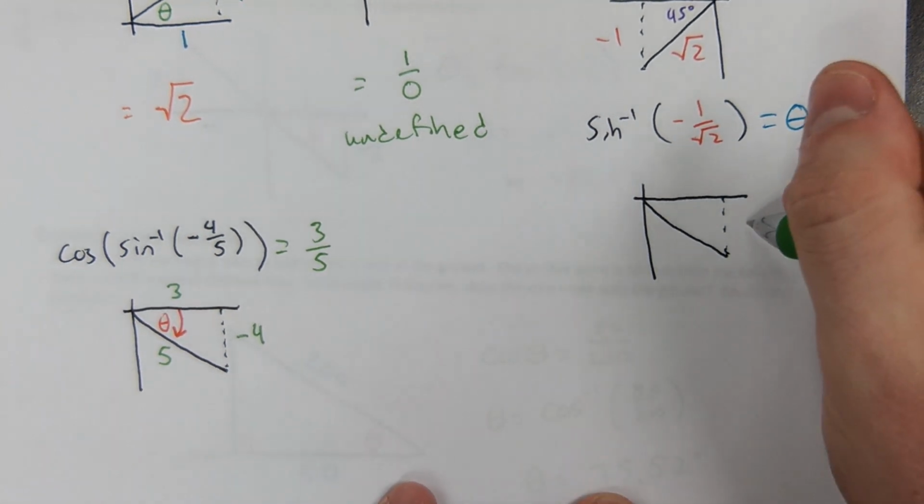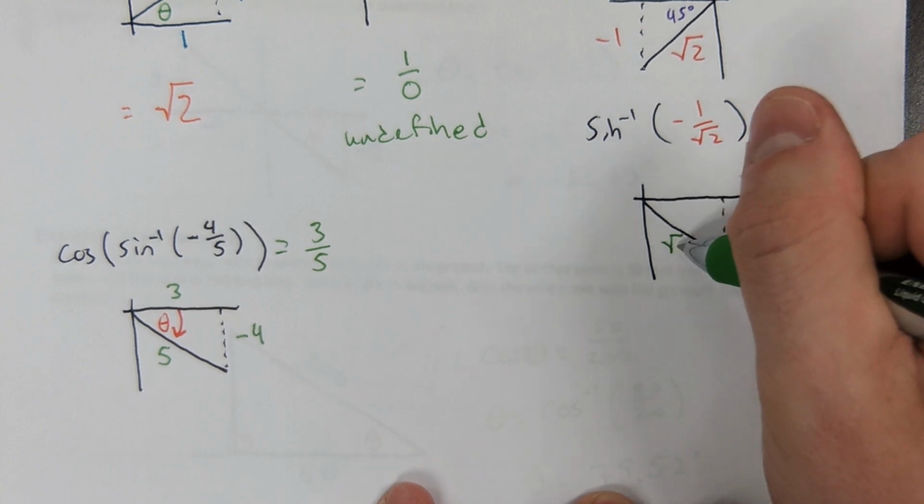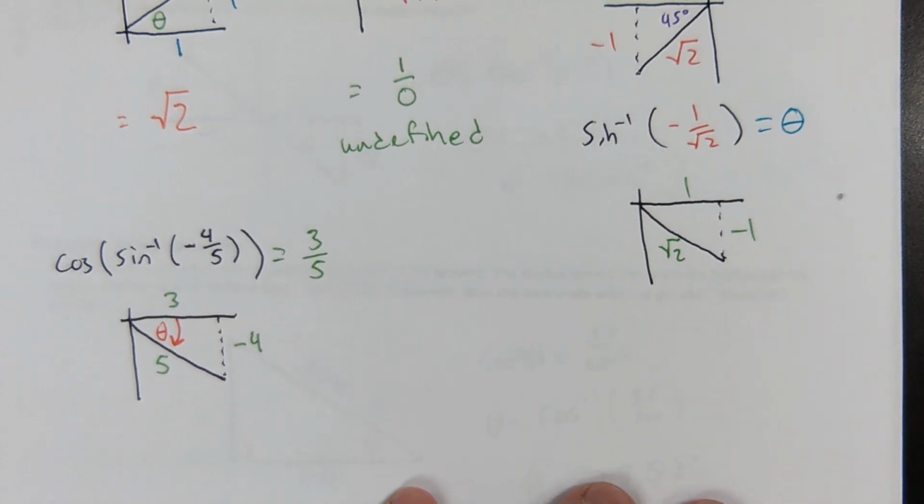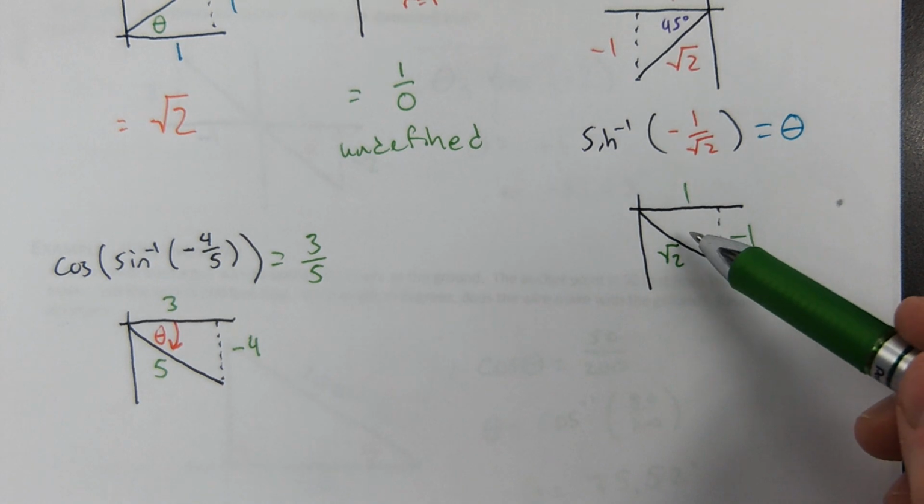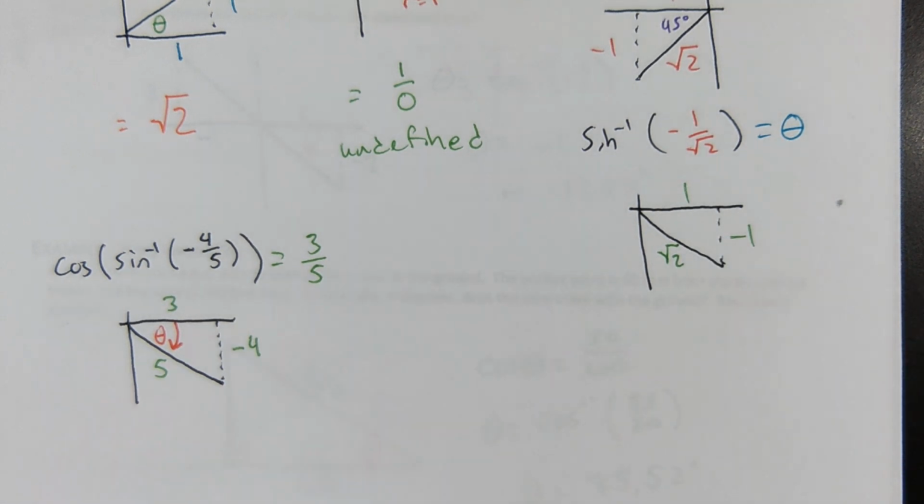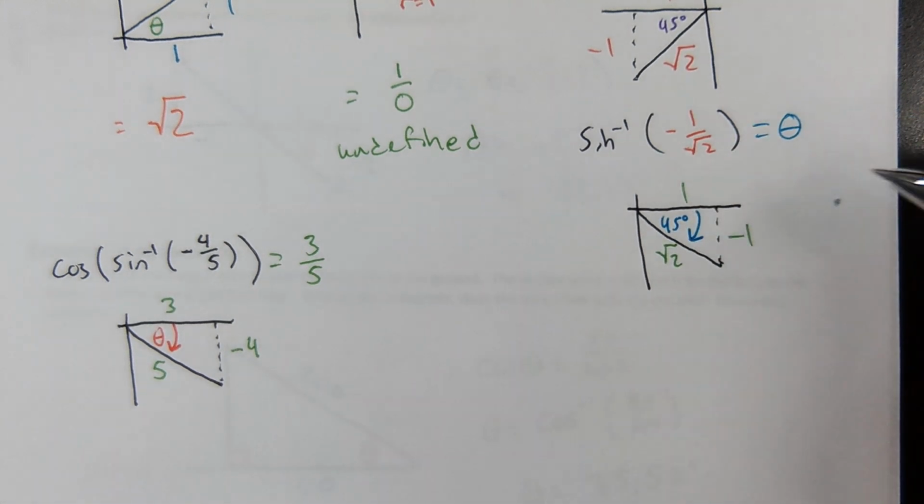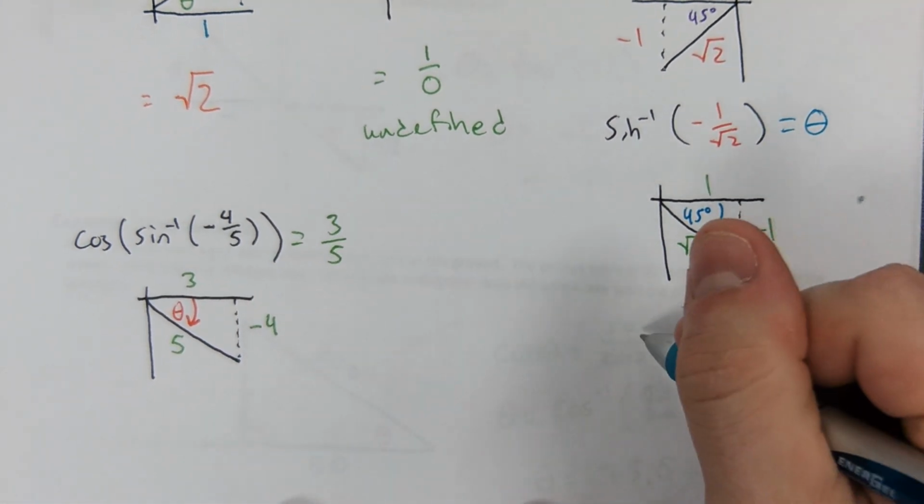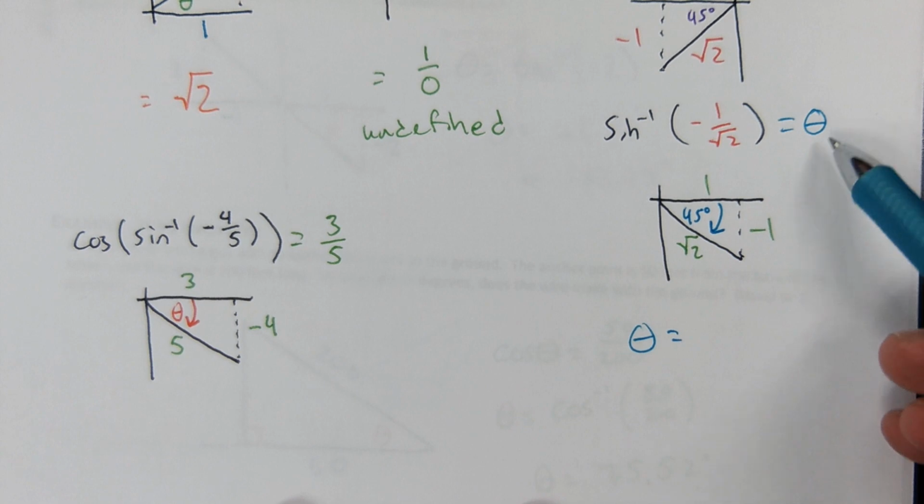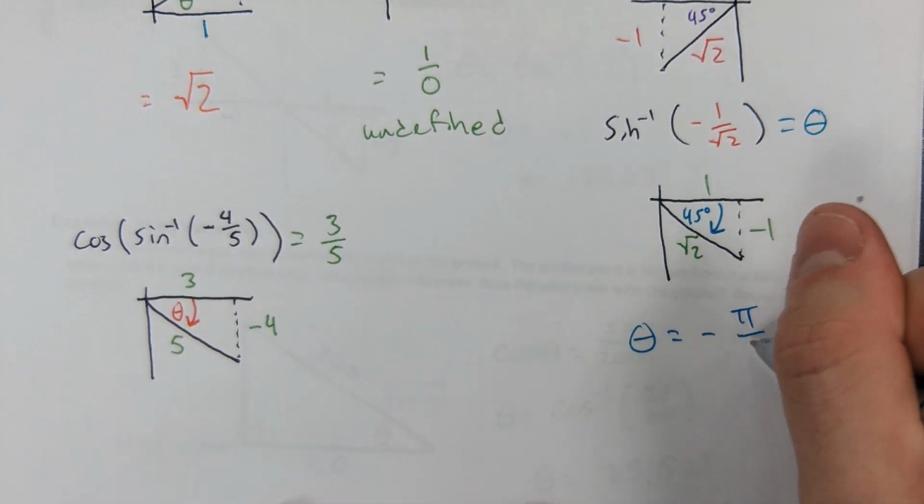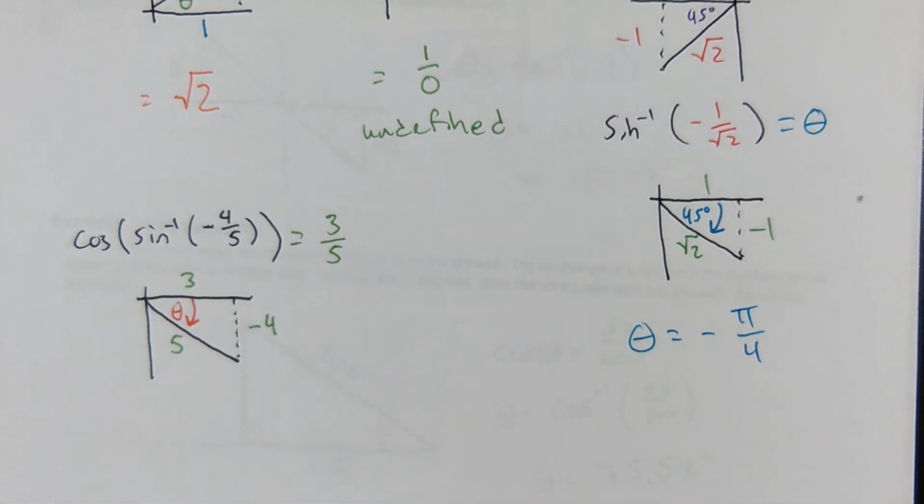The y is -1. The r is √2. That makes that a 1. What's the size of the reference angle then? Still 45. The only difference is it's quadrant -1, so it's a negative angle. The final answer is theta equals -pi/4 radians. Boom.